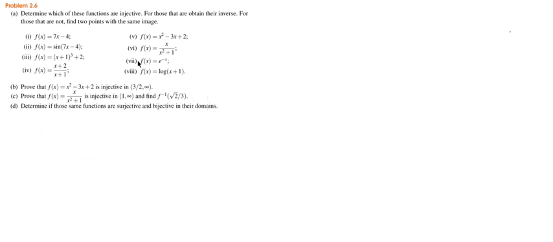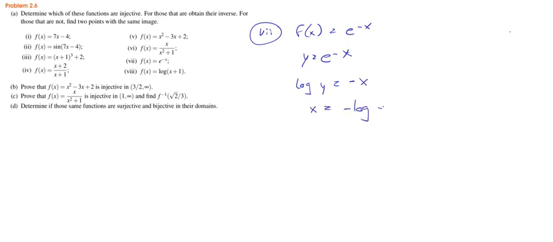And finally, parts 7 and 8 are easy. If f of x is e to the minus x, we take the logarithm on both sides. So the logarithm of this would have minus x. In other words, x is equal to minus the logarithm of y, or if you want, x is the logarithm of 1 over y.